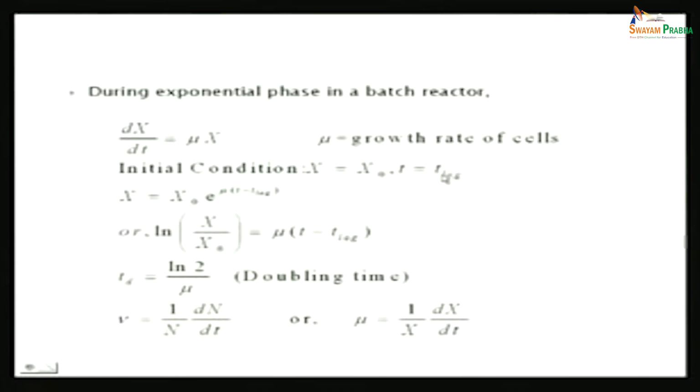So up to t equals t lag, there is no increase in the cell number. So x equals x naught e to the power mu (t minus t lag), and once you integrate it, you get this. Now what we are interested in is the doubling time. Okay, what we are interested in is the doubling time.